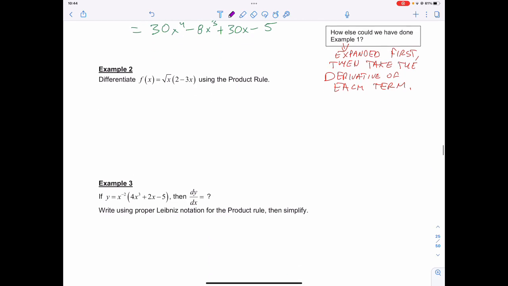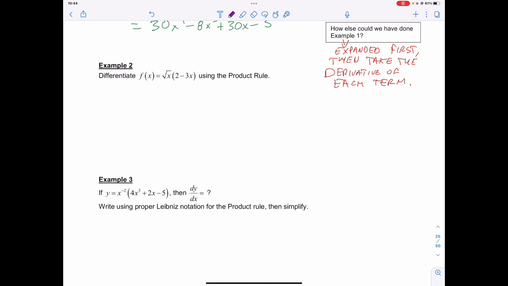Let's try example 2. It wants us to differentiate f of x is equal to the square root of x times 2 minus 3x. So once again, I'm going to call this factor 1 and this factor 2, which means d1 is going to give me 1/2 x to the negative 1 over 2, remembering that the square root of x is literally just the same as x to the 1/2. And d2 is going to give me negative 3.